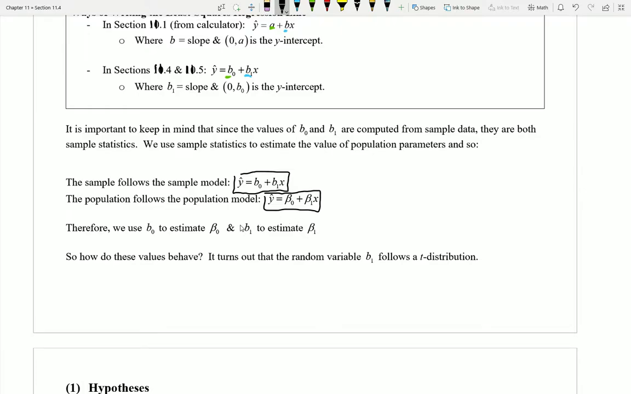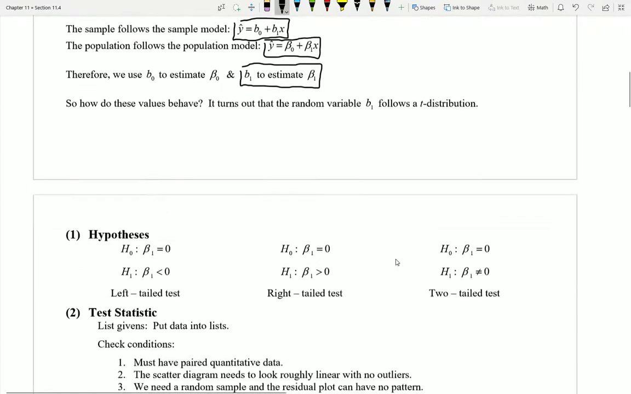Specifically today, we're going to be focusing on the b1s because those are our slopes. And so we're curious, how do those values behave? Well, it actually turns out that b1, this little sample slope, changes every time I take a new sample, acts as a random variable, and it follows a t-distribution.